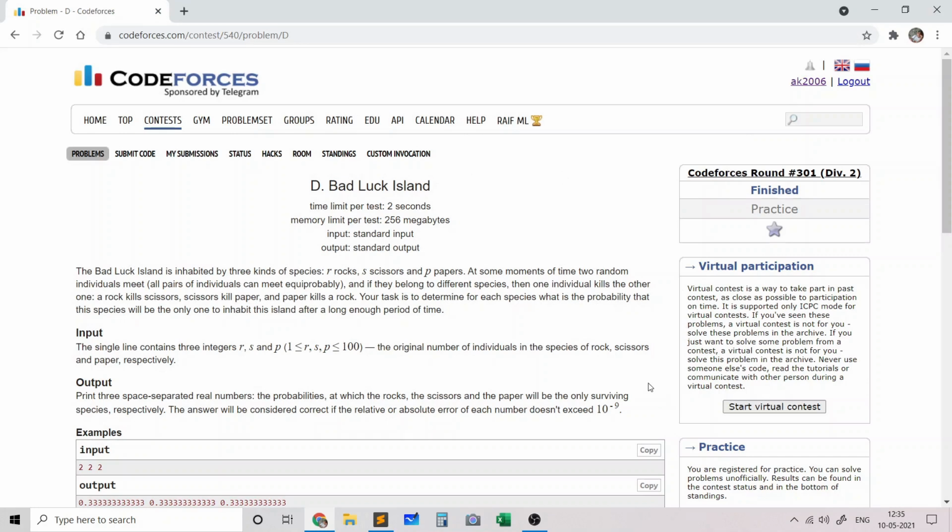Hello everyone. In this video, I will go over my solution to the problem named Bad Luck Island. This problem is taken from a Codeforces Div 2 contest and is rated 1900.